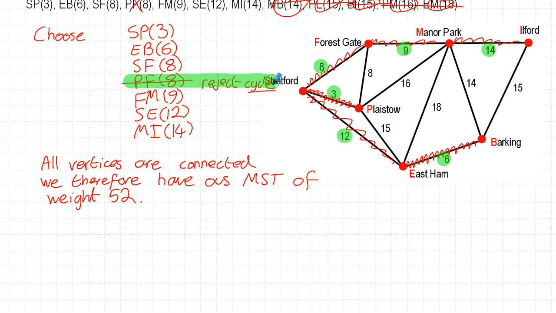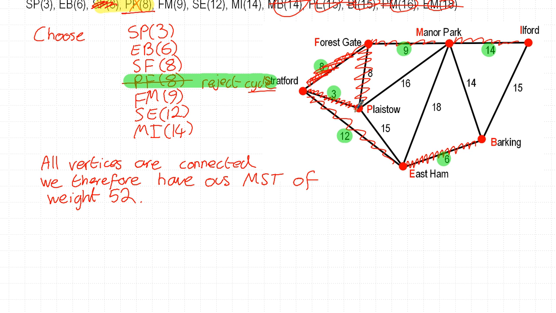Another thing which I should have mentioned perhaps as I was going through, there were two edges up there of weight 8. Now we could have instead chosen PF instead of SF, and that would have produced a different minimum spanning tree, but it would have still of course been of weight 52. Basically, instead of this edge here, it would have included that one.